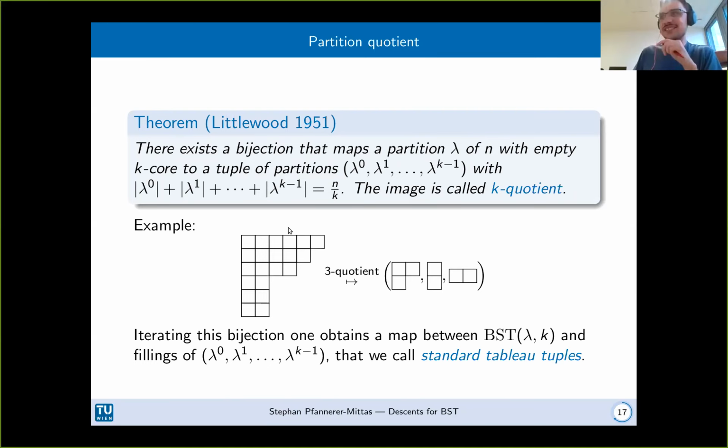No problem. So this is something I told you, we will use it as kind of a black box. This is a bijection due to Littlewood, where you can take partitions with empty K-core, and then you can kind of divide them by K. And what you will end up with are precisely K partitions, such that the total size is reduced by the factor 1 over K. Okay, so you're sort of dividing it into these 3 pieces, where one is like the angle, and one is the vertical, and one is the horizontal. Yeah.